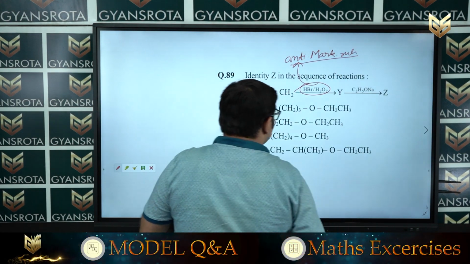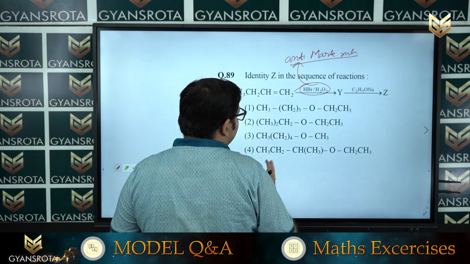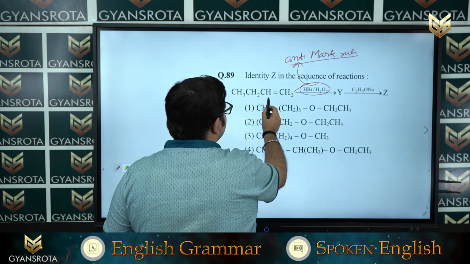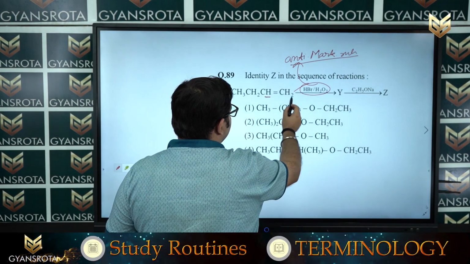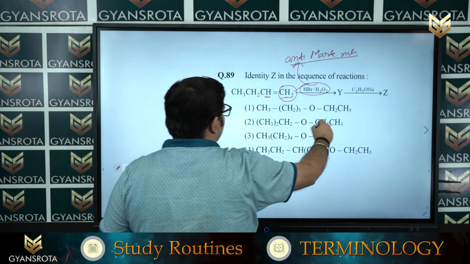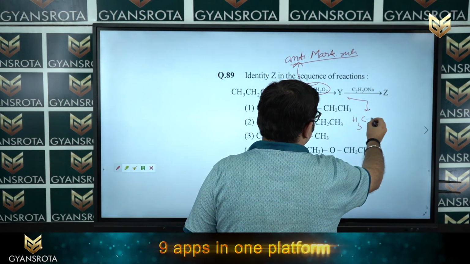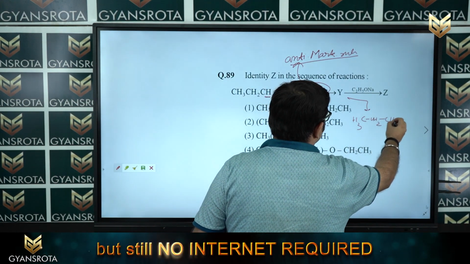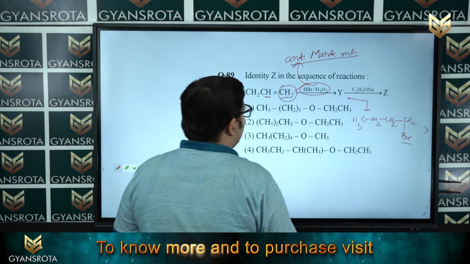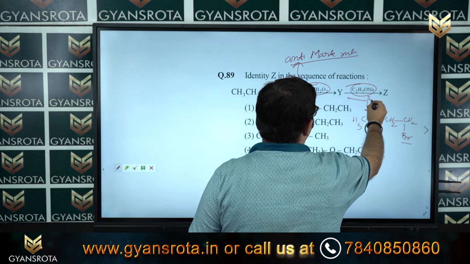What does anti-Markovnikov's rule say? Your bromine group, that is your Br, the nucleophilic group, is attached on the side where more hydrogens are present. Now, if you see in the double bond, here one hydrogen is present and here two hydrogens are present. It means your bromine group will be attached at this position. So, what you obtain in Y is this compound: CH3, CH2, CH2, CH2, Br. Now, when it is attacked with this base C2H5ONa, it will be an SN2 reaction.